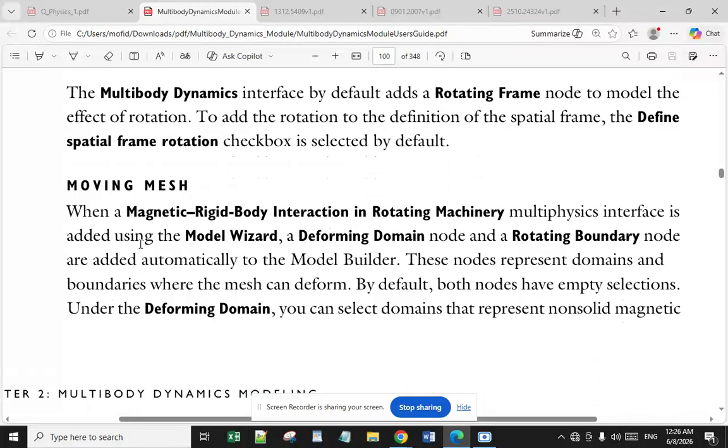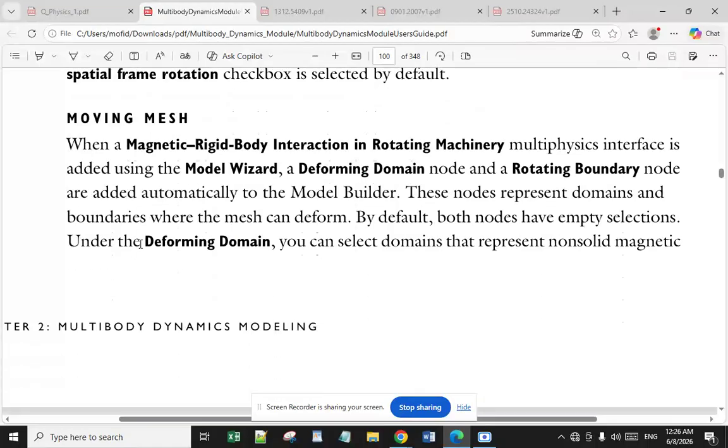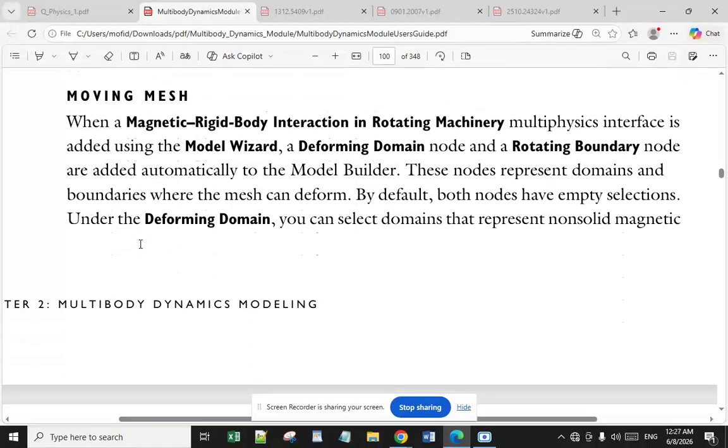The Multibody Dynamics interface by default adds a Rotating Frame node to model the effect of rotation, to add the rotation to the definition of the spatial frame. The Define spatial frame rotation checkbox is selected by default. Moving mesh: when a Magnetic Rigid Body Interaction in Rotating Machinery multiphysics interface is added using the Model Wizard, a Deforming Domain node and a Rotating Boundary node are added automatically to the Model Builder.